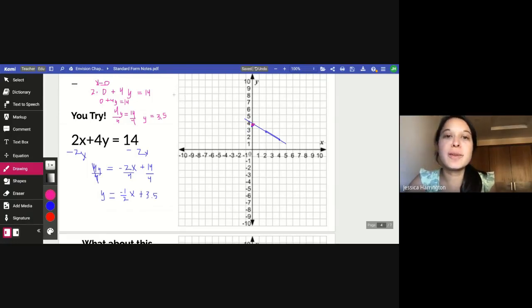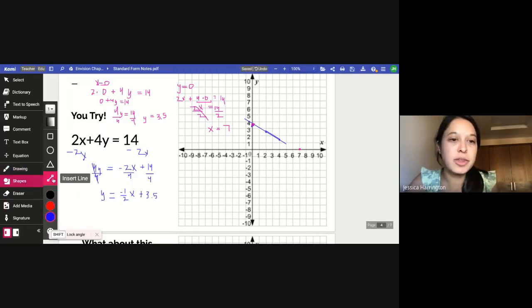Okay, and then you could do the same for the x to find the x-intercept. So when does y equal 0? When y equals 0, I'd end up with 2x plus 4 times 0. So that's just 0, and 2x equals 14. Now you divide by 2. Divide by 2. I end up with x equals 7. X equals 7.